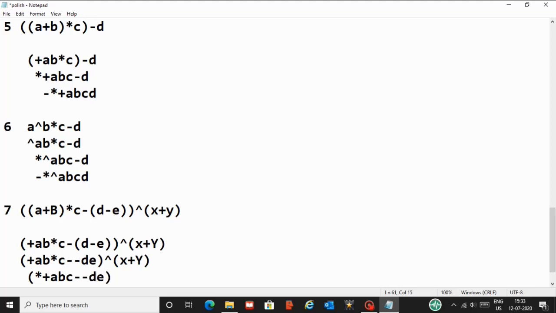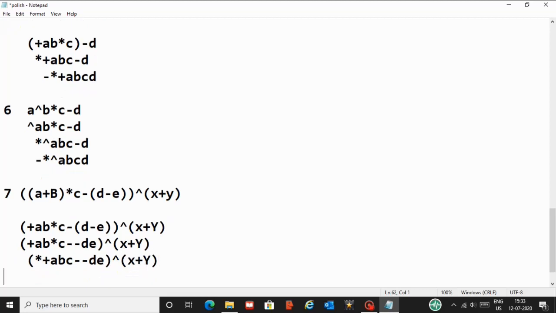So, I am still left with what? Now I can take out my subtraction brackets, because I have still left with one minus. So this minus will go here, star plus A, B, C minus D, E. This is the one. Perfect.